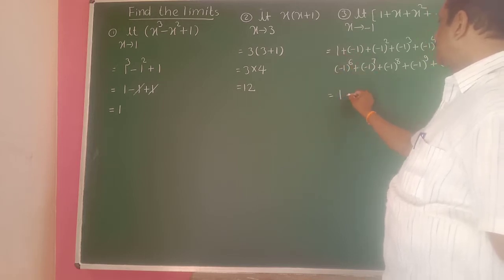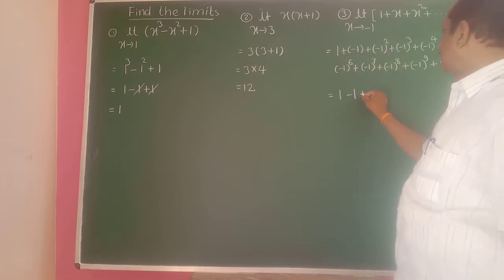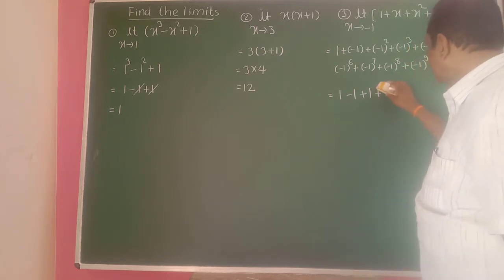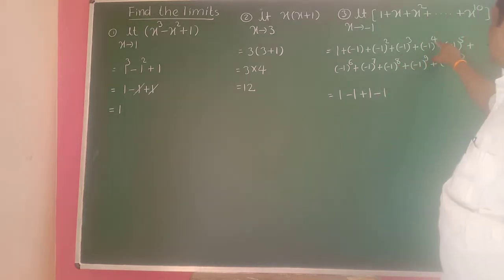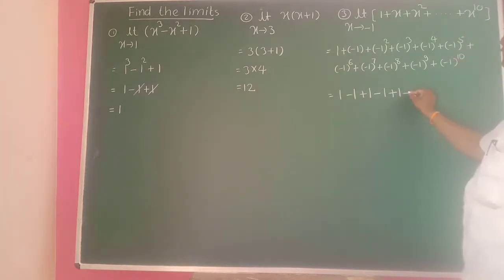Plus into minus 1 is minus 1. Minus 1 whole square is plus 1. Minus 1 whole cube is minus 1; 3 is an odd number, so it is minus 1. 4 is an even number, so it becomes plus 1. 5 is an odd number, minus 1. 6 is even, plus 1. 7 is odd, minus 1. 8 is even, plus 1. 9 is odd, minus 1. 10 is an even number, so it becomes plus 1.